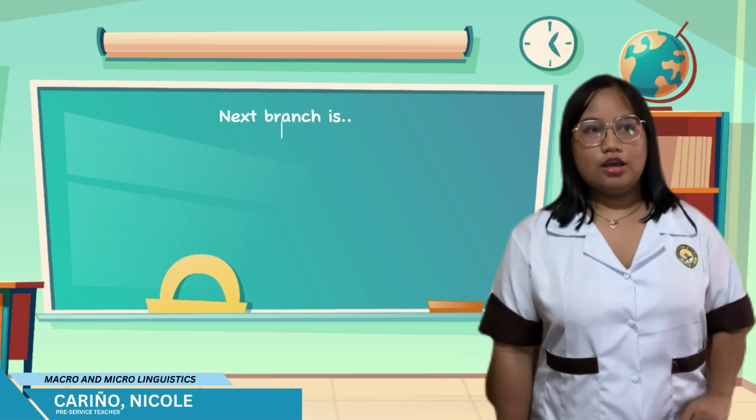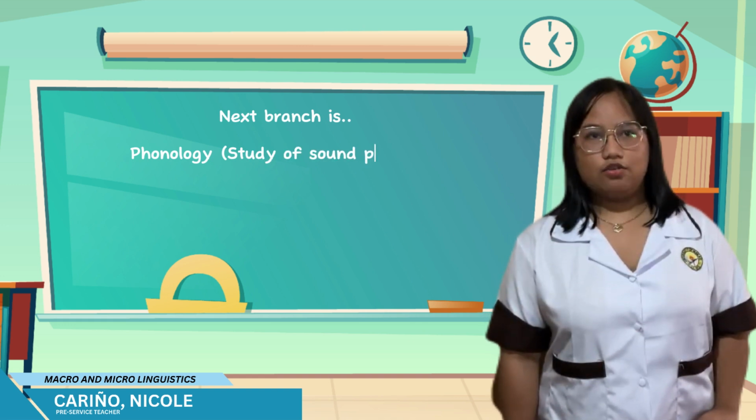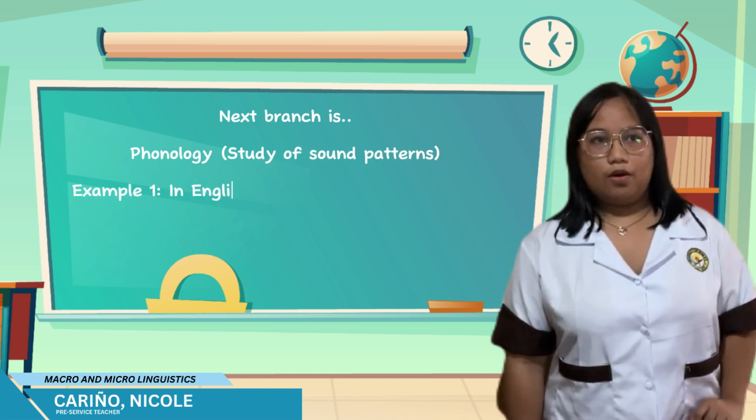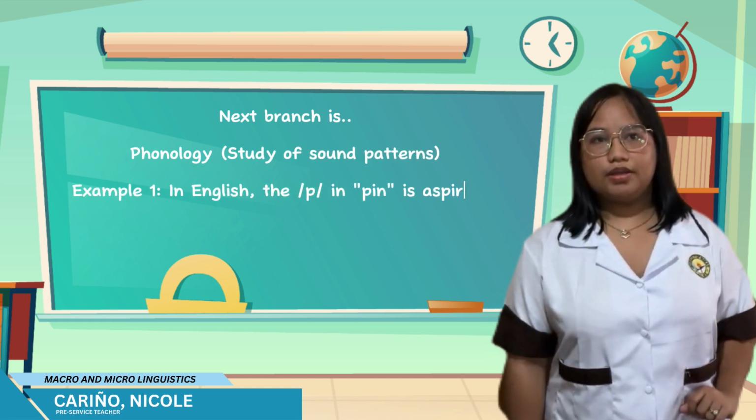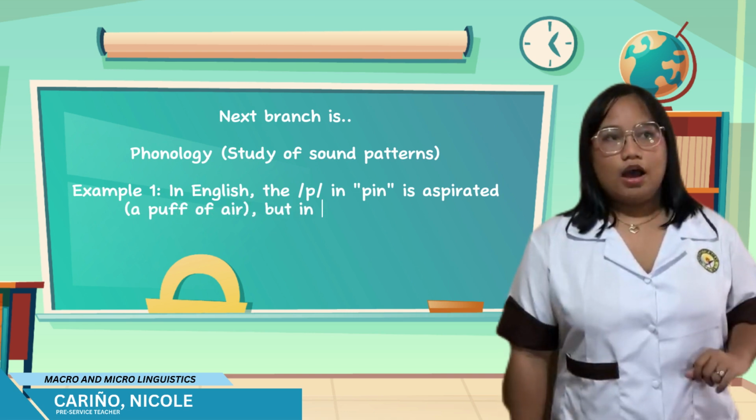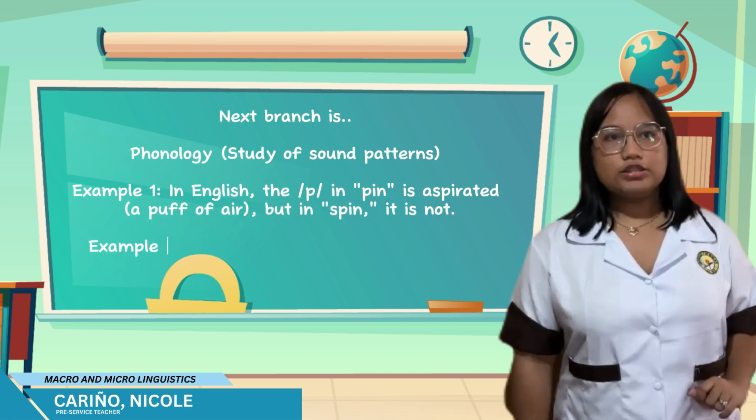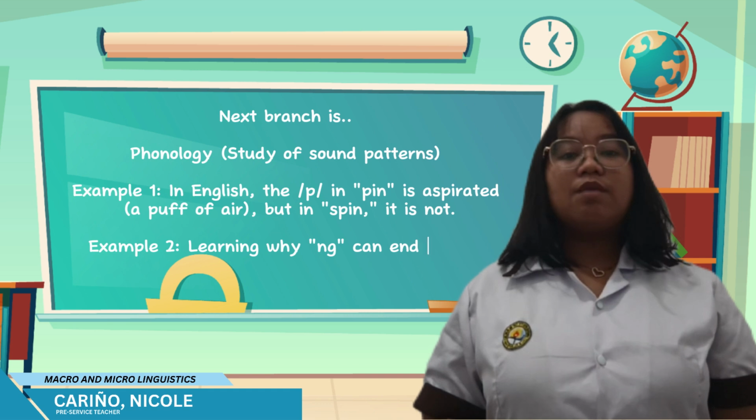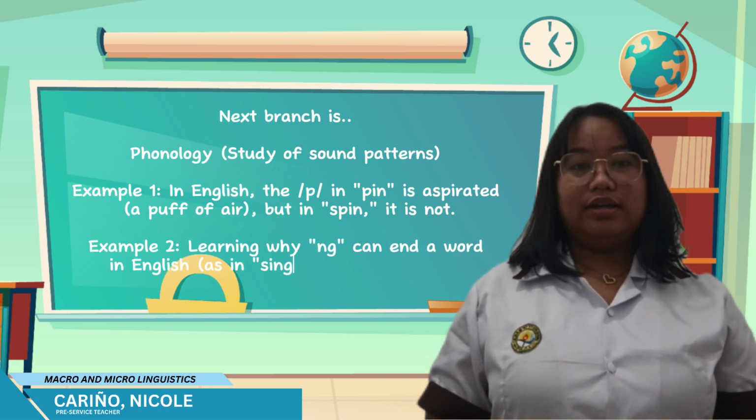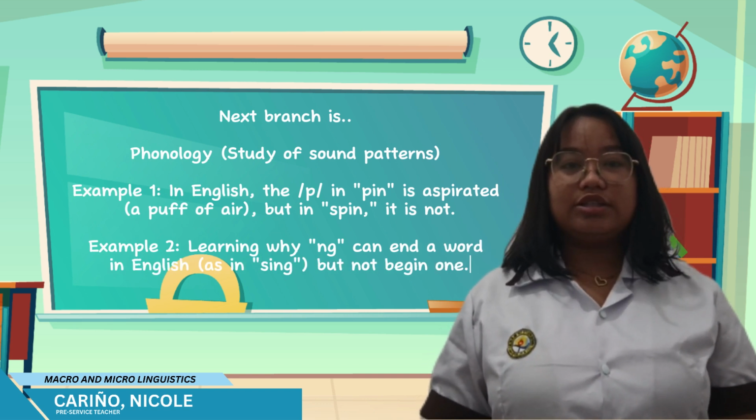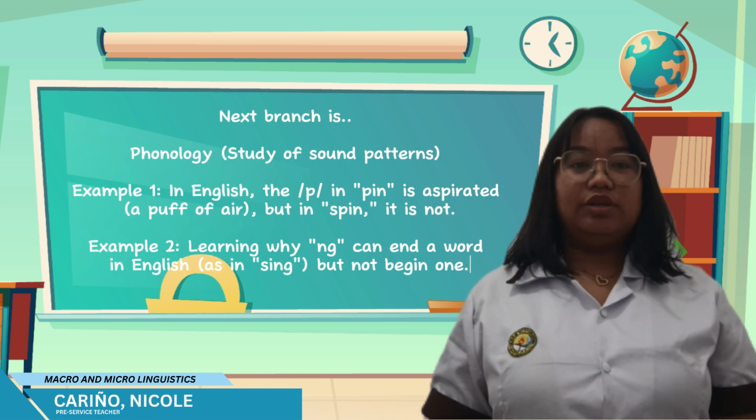Next branch is phonology, the study of sound patterns. First example, in English, the P in pin is aspirated, or a puff of air, but in spin it is not. Second example is learning why ng can end a word in English, as in sing, but not begin one.